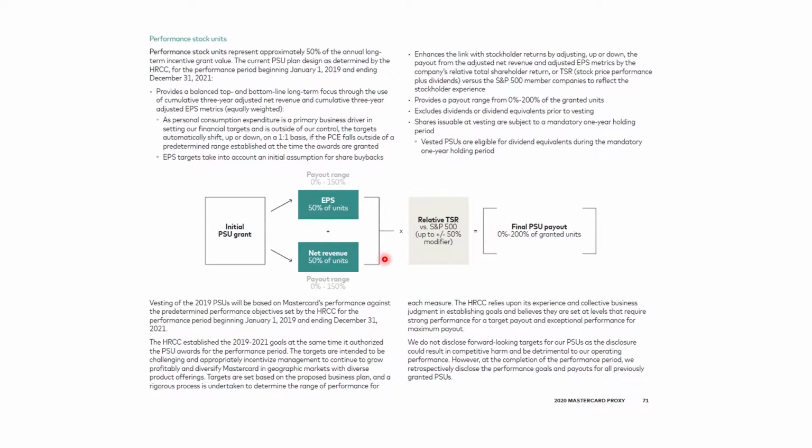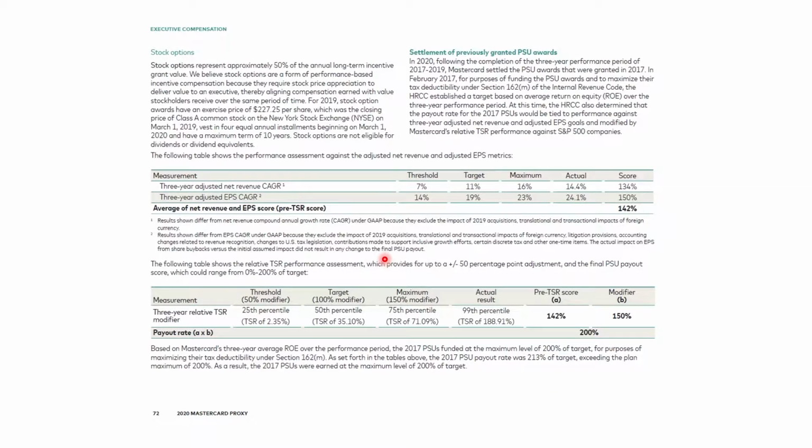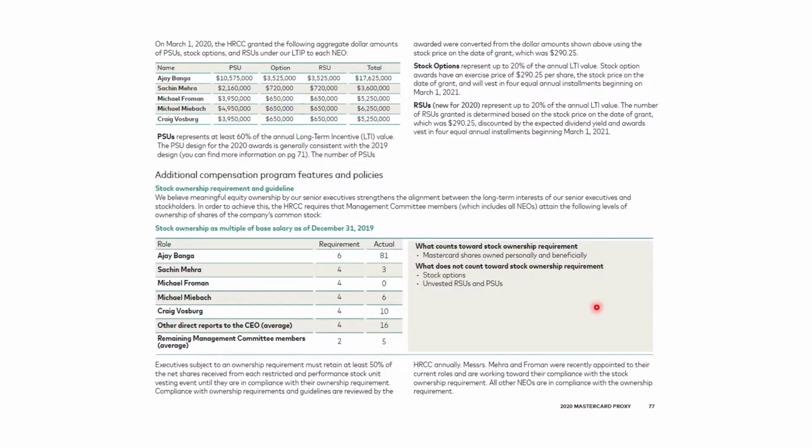It's really quite complicated. It's not that I want to explain how it works. I want to explain how complicated it is and why I think it's a waste of time. Also, the stock options have a similar thing: 3-year adjusted net revenue and earnings per share, and then they have targets, maximum, actuals, and then they get a score. So all that gives them performance stock units, options, and restricted stock units, and this is the total.